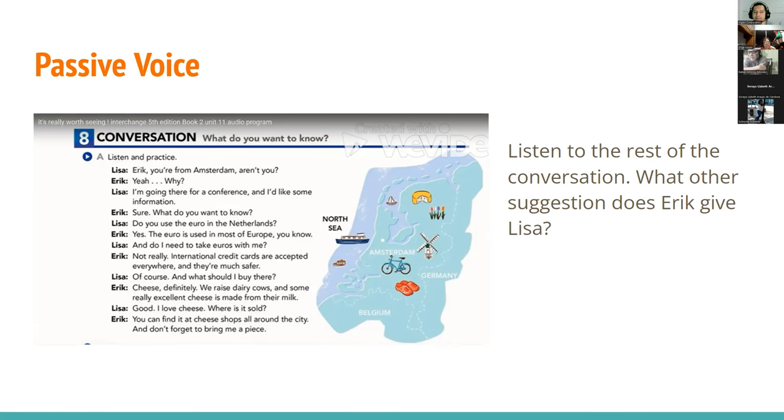For example, at the end of the conversation, it says, Eric, cheese, right? Ella tiene que comprar queso, ¿verdad? We raise dairy cows. What is dairy? Dairy es productos lácteos, ¿verdad? Okay. Dairy. ¿Y raise? Raise es como criar, ¿verdad? Entonces ellos crían vacas, pero ¿qué tipo de vacas? Dairy cows. Lecheras, exactly. Vacas lecheras, dairy cows. And some really excellent cheese. So dairy cow is una vaca lechera. Okay. Another question, do we have another question? No questions? Okay.